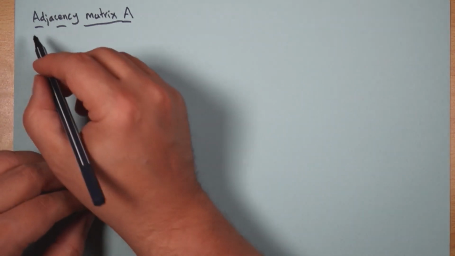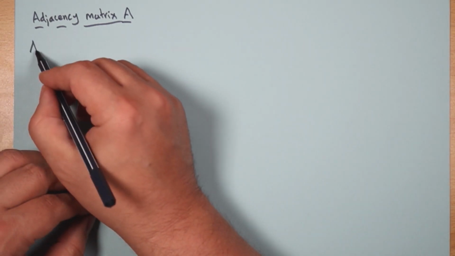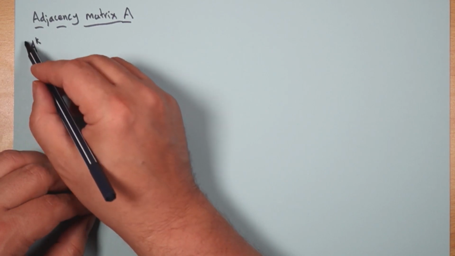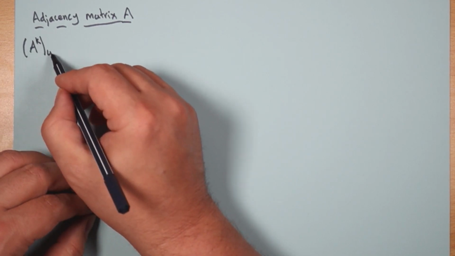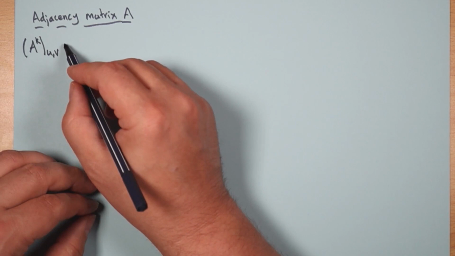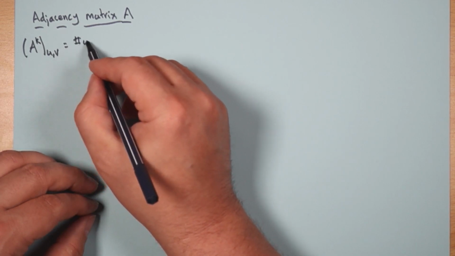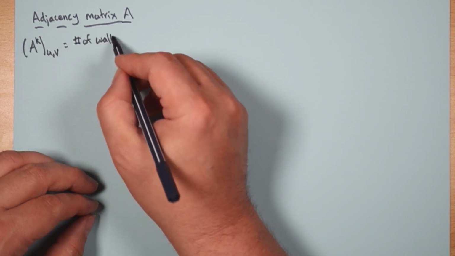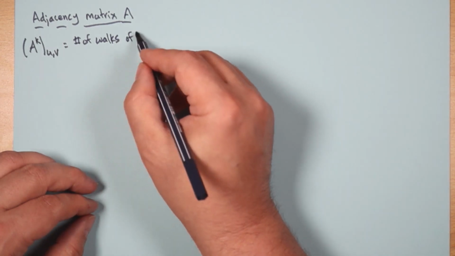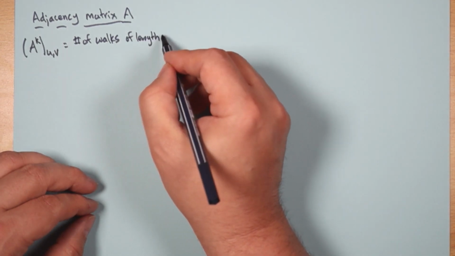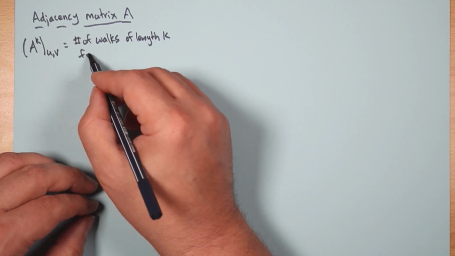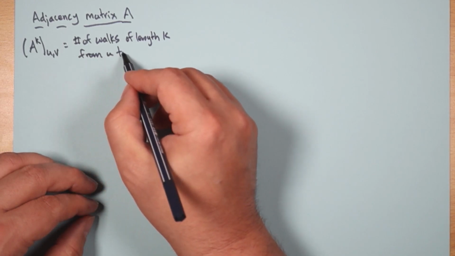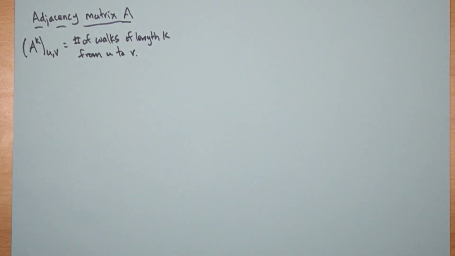I like the fact that if you take A to the k, and you look at the entry uv, then that's the number of walks of length k between vertex u and vertex v. So in other words, as we've said before, the adjacency matrix is the walk counting matrix.